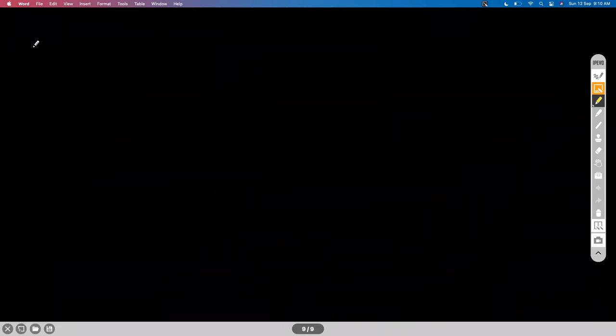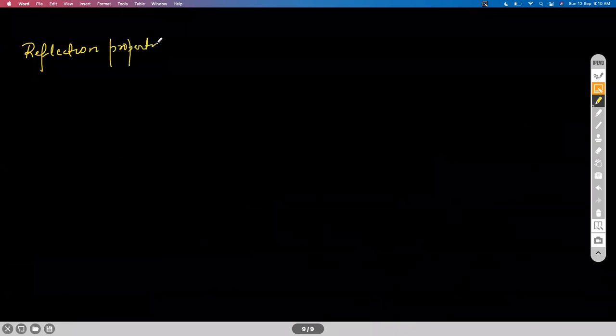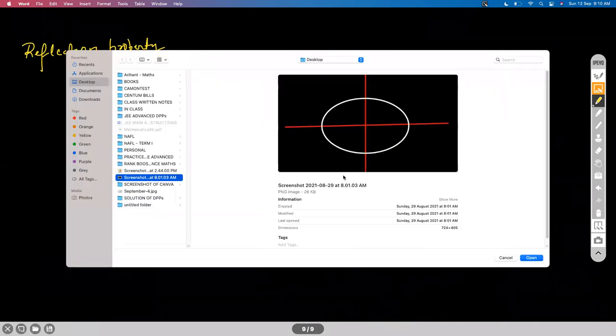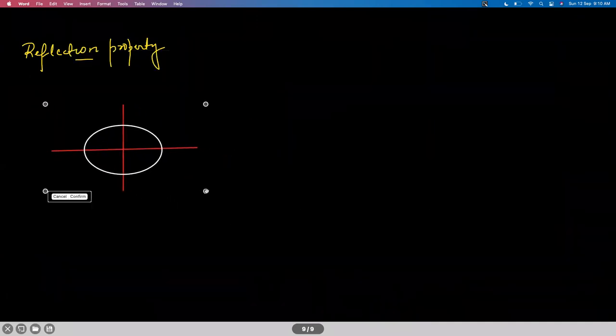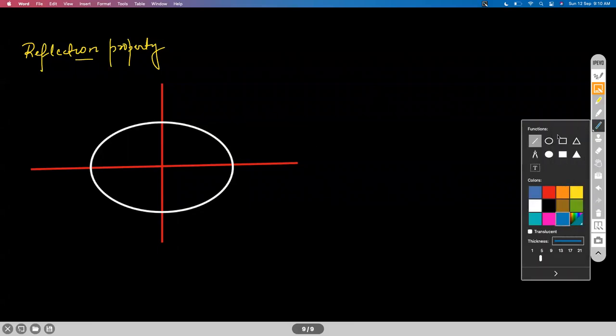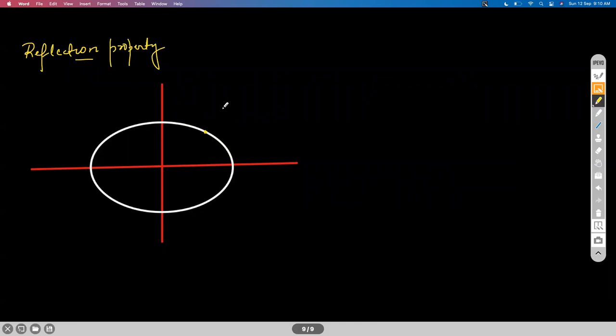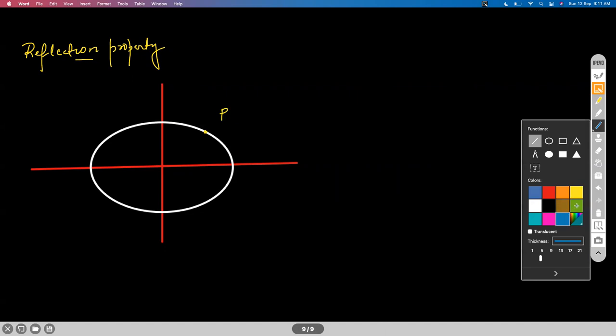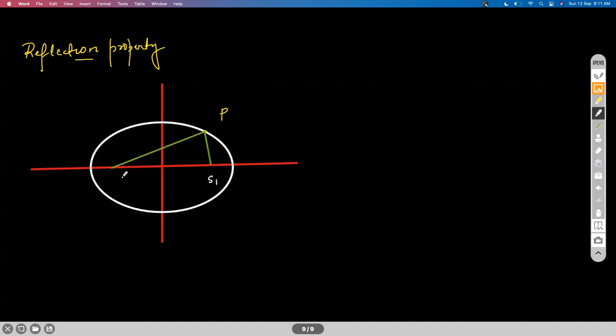Okay, so let's now move on to the reflection property of an ellipse. All of you, please pay attention to this. A very simple thing I would like you to prove. Let's say there's a point P. This point P, you connect it to the two foci. S1 and S2 are the foci.